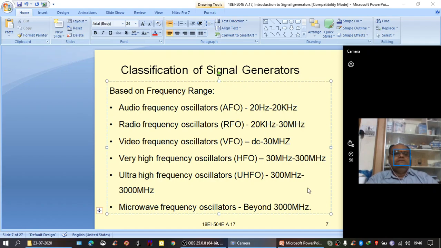Beyond 3000 megahertz. So, what are the various types? Audio frequency oscillators, radio frequency oscillators, video frequency oscillators, very high frequency oscillators, ultra high frequency oscillators, and microwave frequency oscillators. This is the classification of signal generators based on the range of frequencies generated.